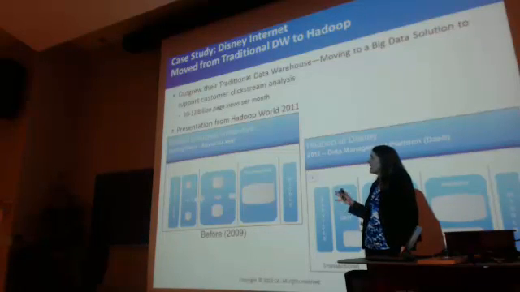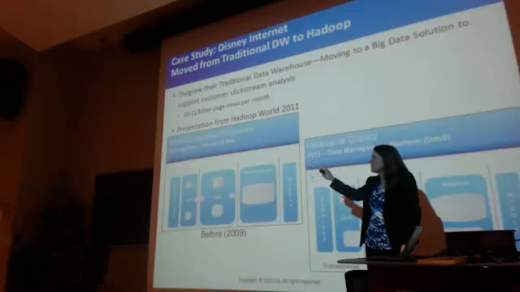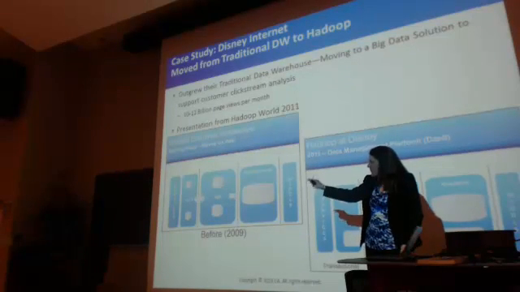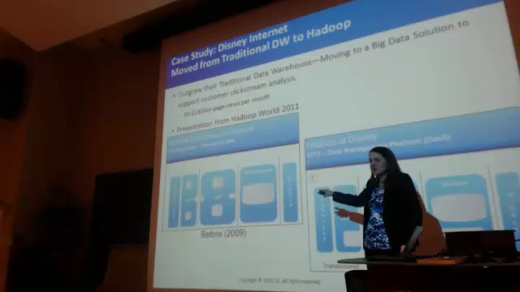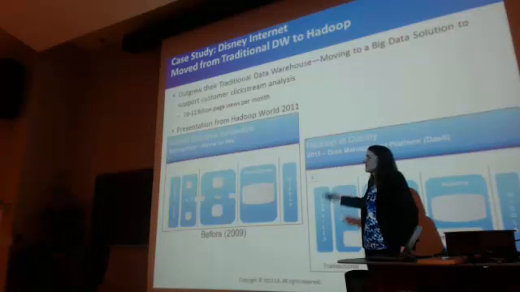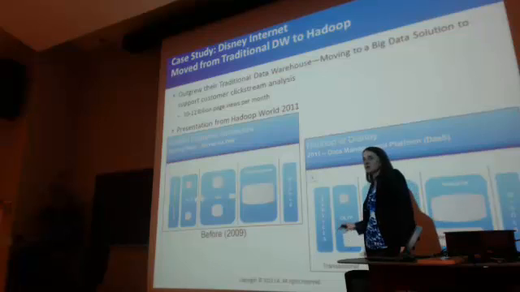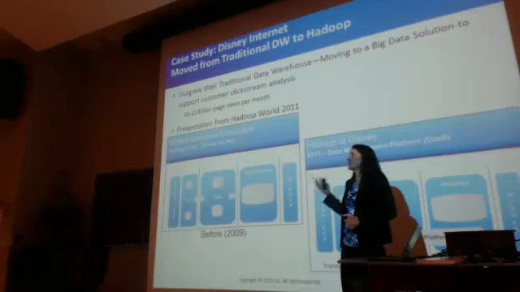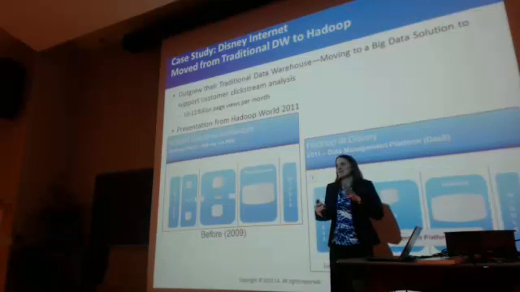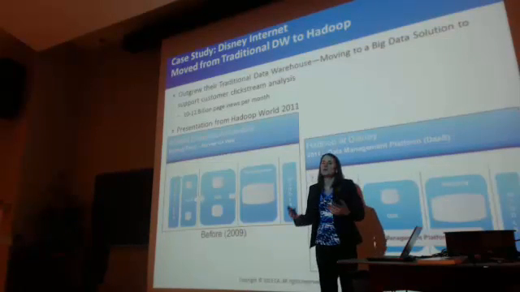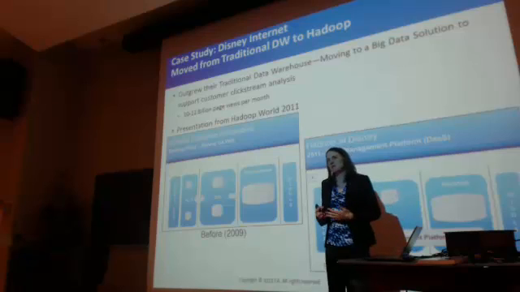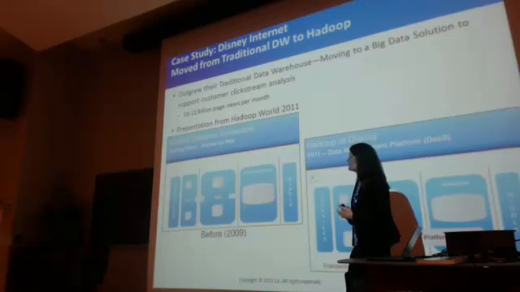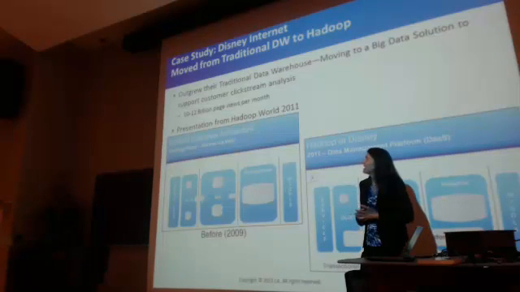They actually moved from their traditional relational data warehouse with an ETL process to a data warehouse stored on the Hadoop infrastructure with HDFS. When you think about it, this is Disney Internet, things like Disney and ESPN and all of their websites, and they're trying to do clickstream analysis. So this really is big volumes of data. I think back in 2011, it was 10 to 12 billion page views, right?